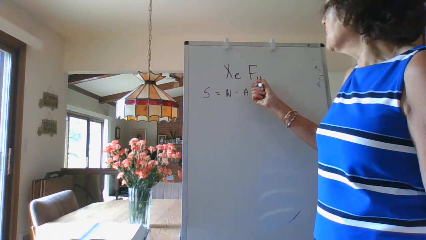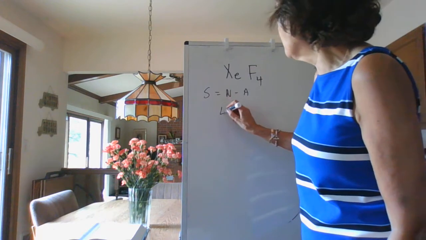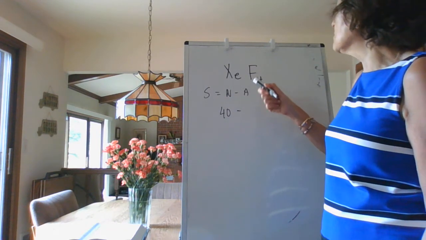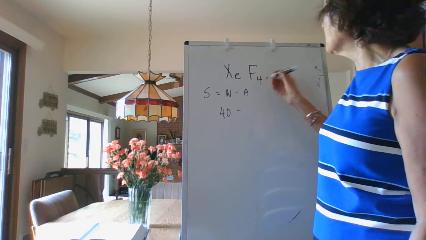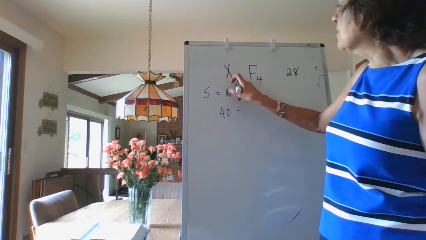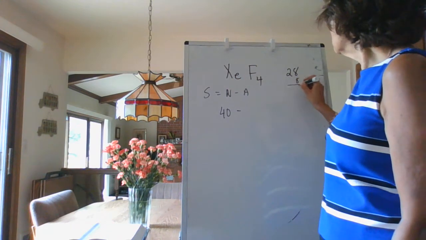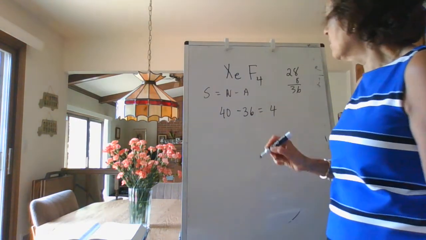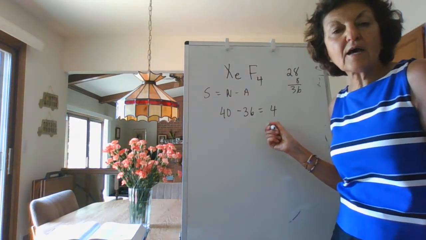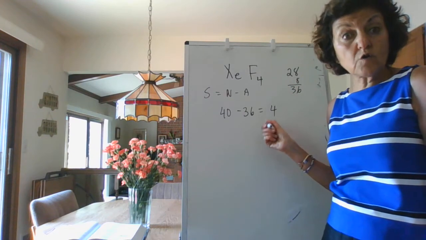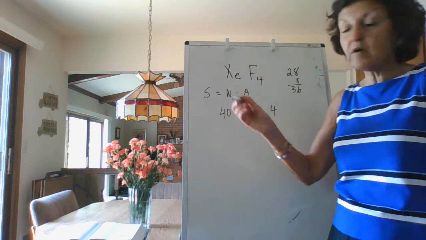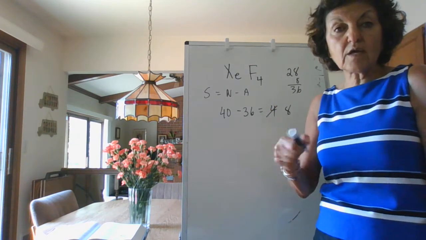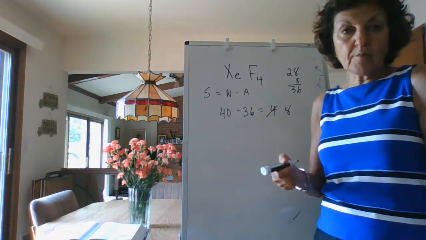N, everybody's 8, so we have 5 times 8, that's 40. A, these guys are 7. 7 times 4 is 28. And then we said this was 8, so that's 36. So 40 minus 36 is 4. This is telling me that I can have only 2 bonds. Is that okay? No, because we've got 4 peripheral atoms. So we're going to change this 4 and turn it into an 8 so that we could have 4 bonds.